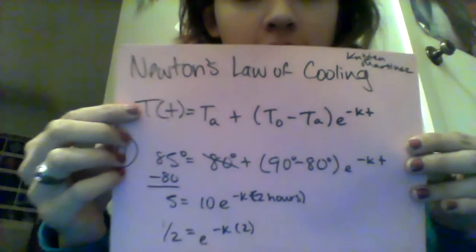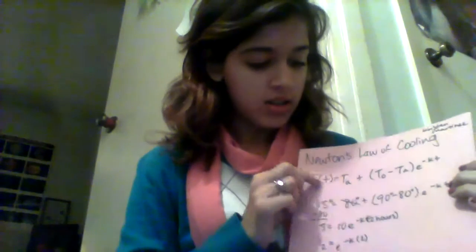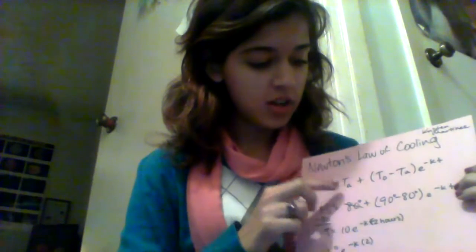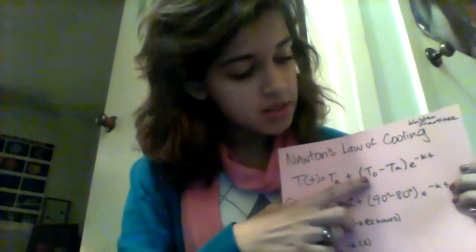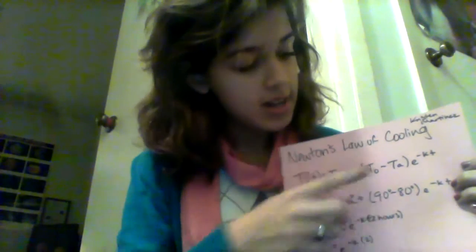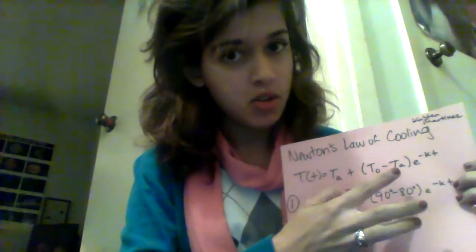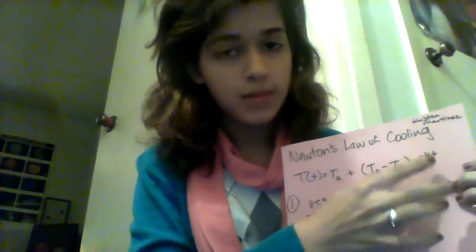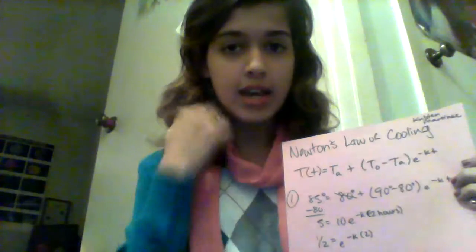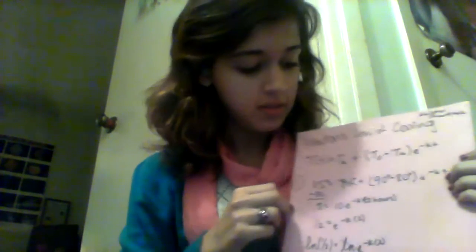Okay, in order to figure this problem out, we have to set up Newton's Law of Cooling right there, where this is the current temperature, this is the temperature of the room, TO is the temperature of the object, which would be his rat, and then TA would be the temperature of the room, which is 80 degrees. And then we have e, and then our constant and our time. And our constant K is our decay coefficient.